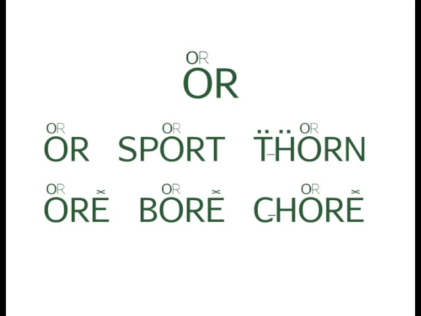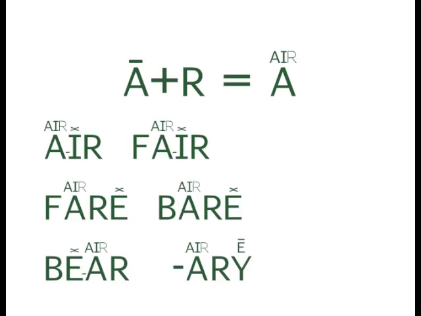Sometimes it will have a silent E, but that does not change the sound. It'll still say or. Long A plus R makes air. AIR and A followed by an R followed by a silent E will say air. E-A-R can also say air, and words that have an A-R-Y at the end, or just an A-R near the end of a word, can say air, like in secretary or comparatively.